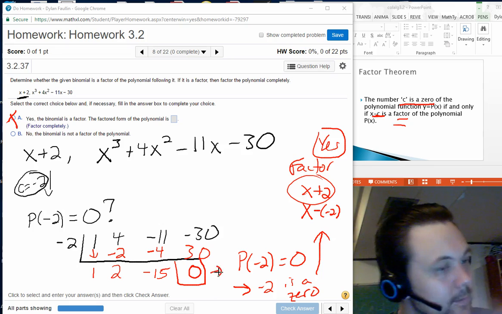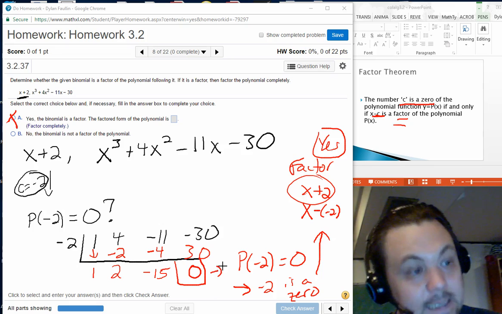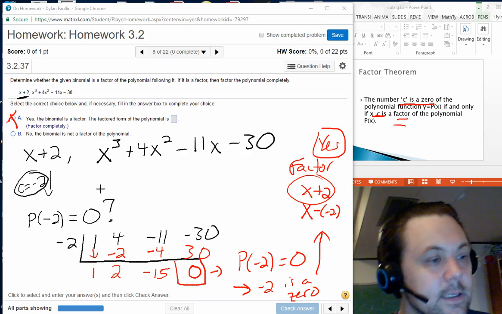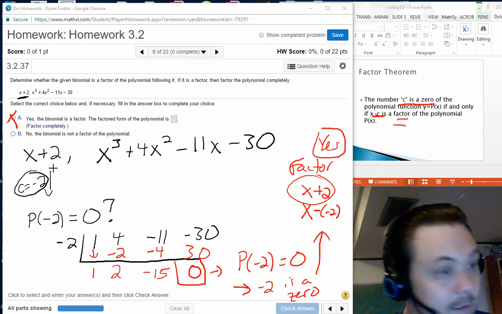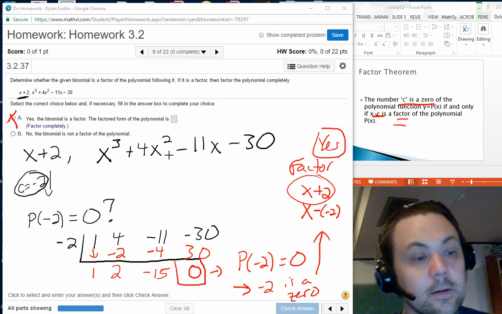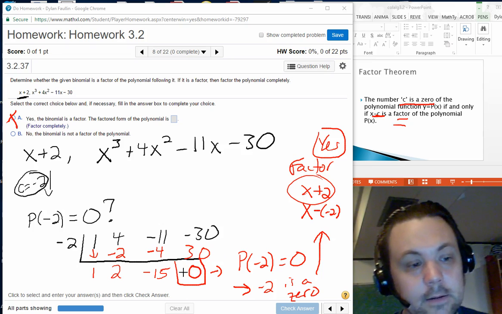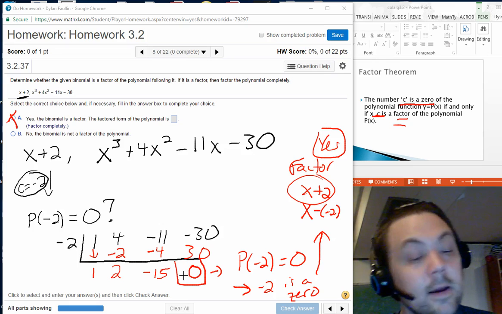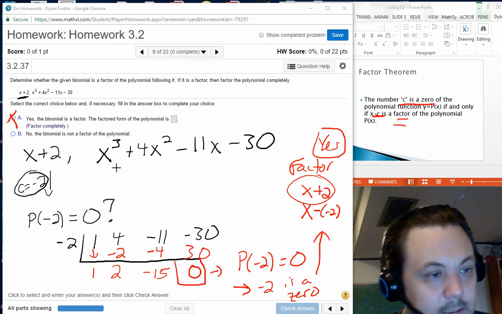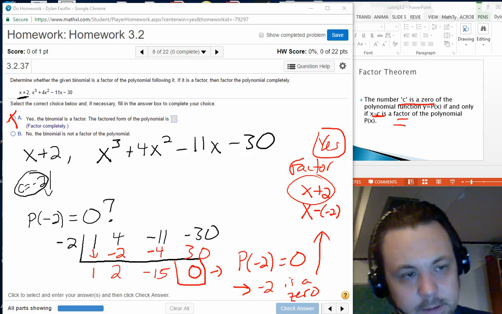And so, the short of it is, there are a lot of ideas that make this work, and I want you to understand those ideas, and that's why I'm going through all this explanation. But the shortcut here is you want to divide x plus 2 into this polynomial, and if the remainder is 0, the answer is yes, x plus 2 is a factor. If the remainder is not 0, then the answer is no. So that's the simplest way that it could be put. Divide these two, see if the remainder is 0.